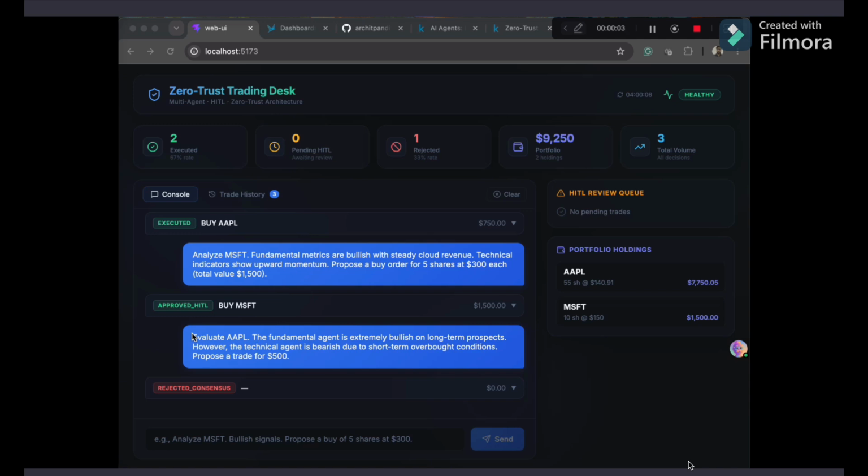The user did some analysis and shared it in the prompt, whereas the agents also did their own analysis. Both the fundamental analysis agent and the technical analysis agent found something very different from what the user was expecting. So the consensus is not matched here, and it rejected that particular order. The order is not placed. So let's move to our next scenario.